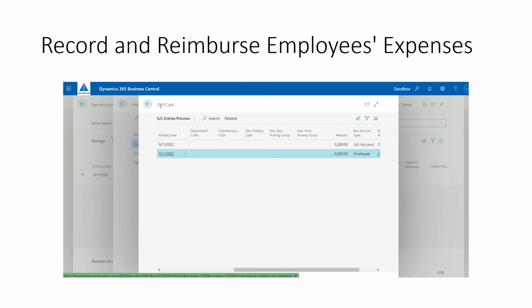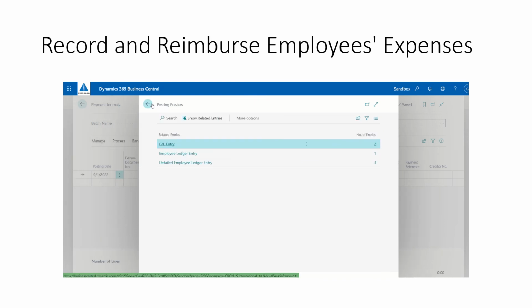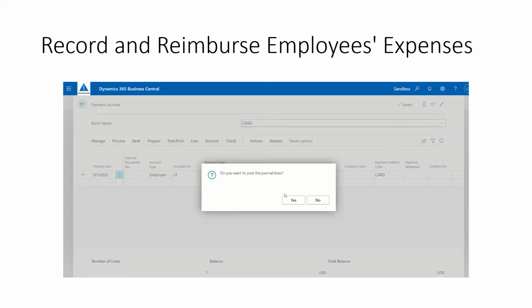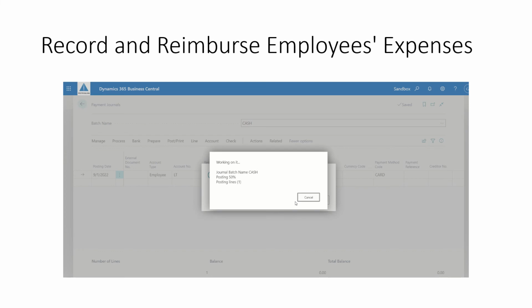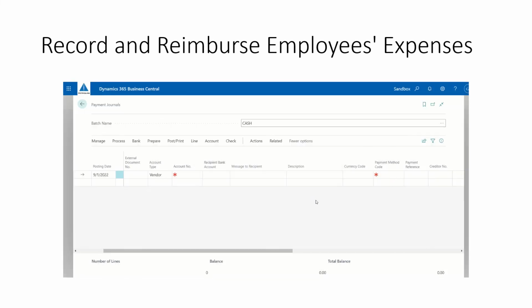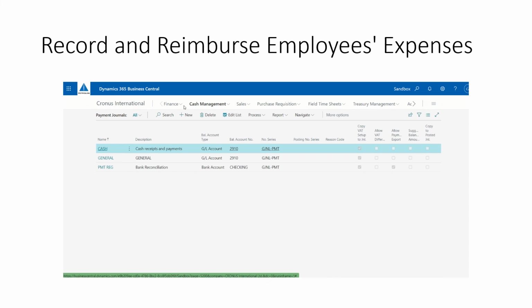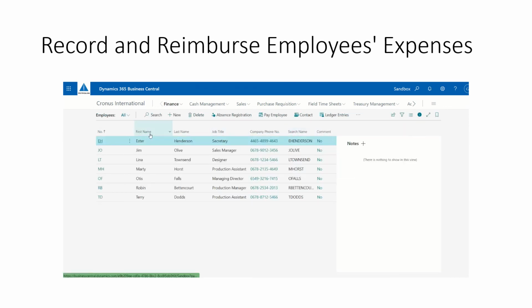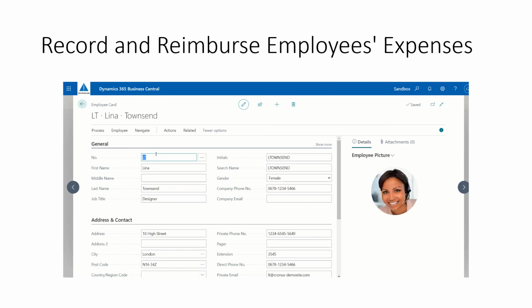So now that I'm satisfied with this entry, I can now post this transaction. So I'll go back, click on post. Do you want to post the journal lines? Yes. So you can check these entries that you've just made on the employee's account. So you click on finance, click on employees. So you open the employee's card for you to know or confirm if that general ledger entries has been passed.